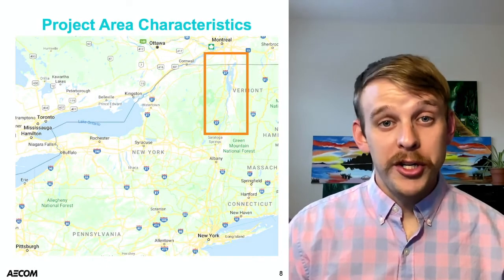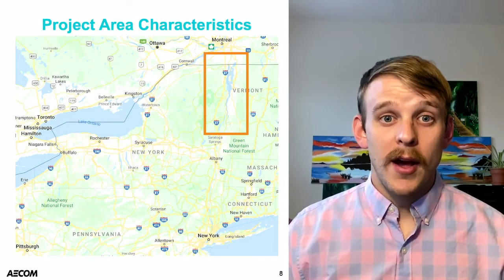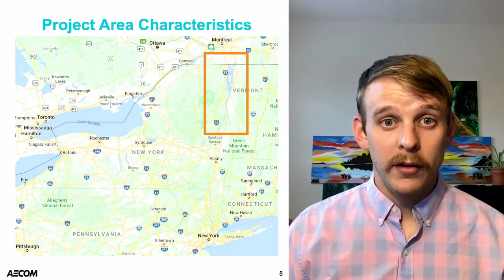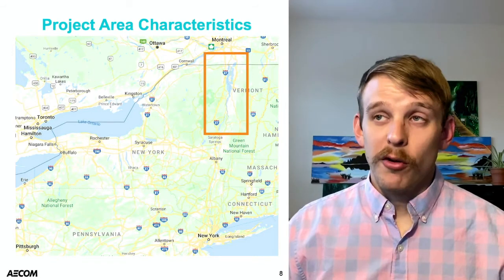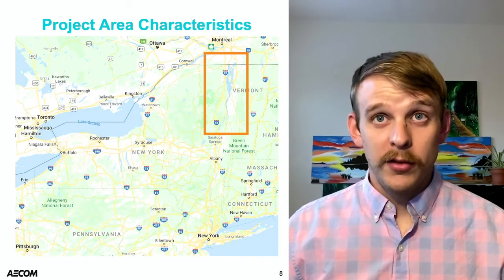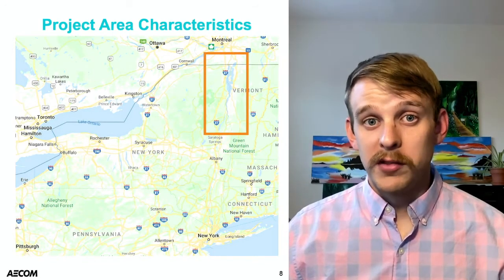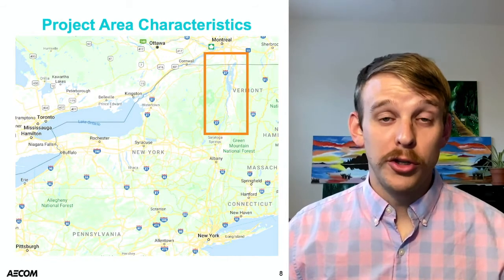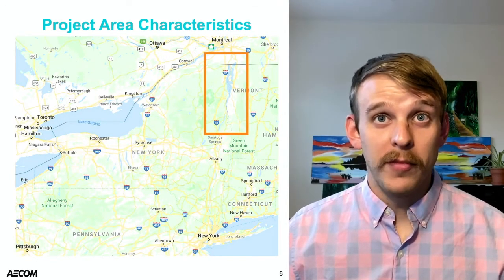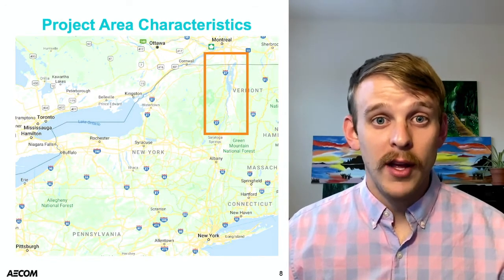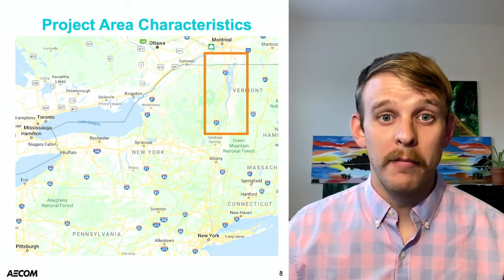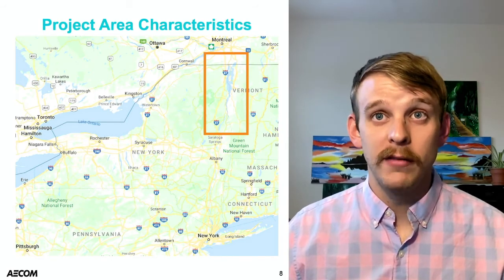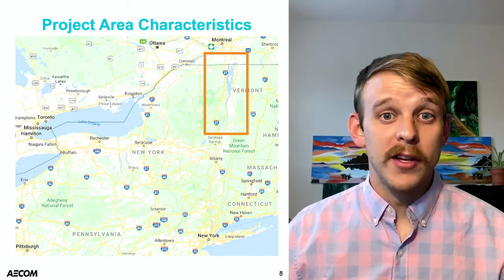So the project area itself is located in New York and Vermont, as stated before. The climate of the region is categorized as humid continental, with long cold winters of sub-zero temperatures and short summers. The project area is residential, but attracts a lot of tourists, primarily for recreational activities, and the area has great drinking water.